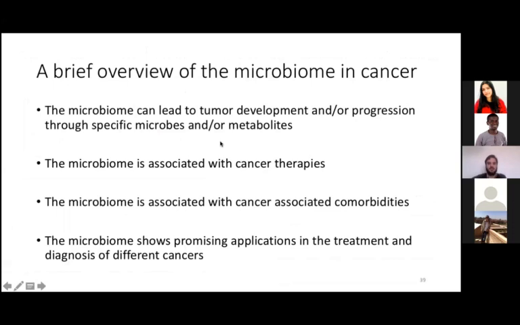So with that, I hope I have given you a brief overview of the microbiome and cancer. So basically how the microbiome can lead to tumor development and/or progression through certain specific microbes and/or metabolites, how the microbiome can be associated with different cancer therapies, and how the microbiome can be associated with different cancer-associated comorbidities. And also some promising applications of using the microbiome both in the treatment and the diagnosis of different cancers.